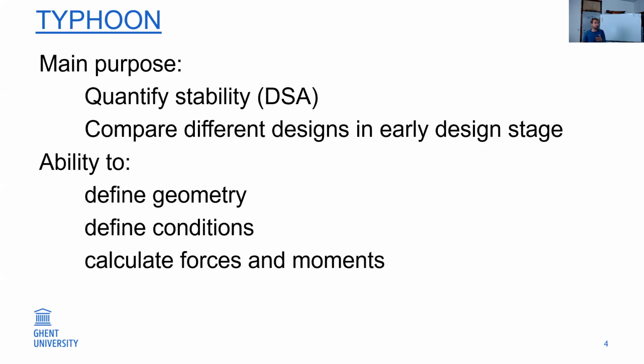Therefore, we should be able to define a geometry. Well, we want to compare different designs, so we need to be able to define different geometries, of course. We also want to define conditions: higher speeds, lower speeds, other elevations, trim angles, you name it. We all need to be able to define this. And lastly, Typhoon should also be able to calculate forces and moments, as it needs to be able to calculate force and moment derivatives.